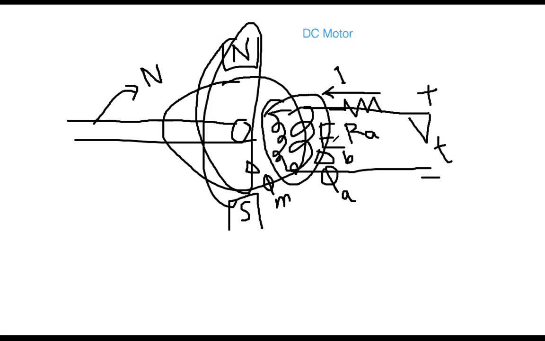Why is it called back voltage? Because it will start opposing the main terminal voltage according to Lenz's law. According to Lenz's law, the voltage produced because of the initial applied voltage will start opposing it.